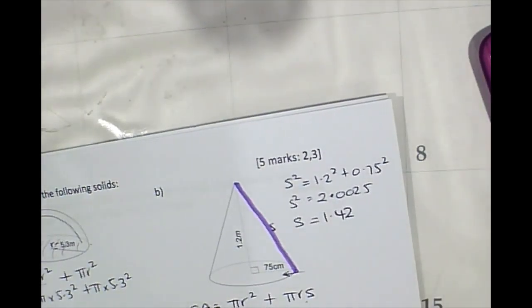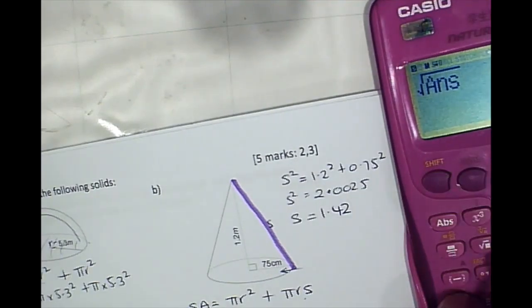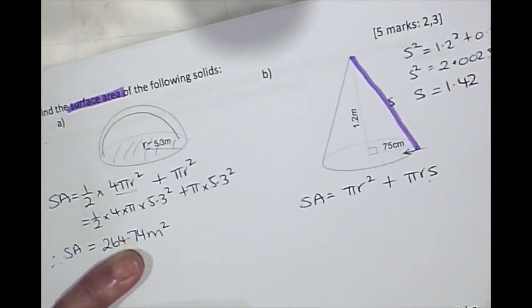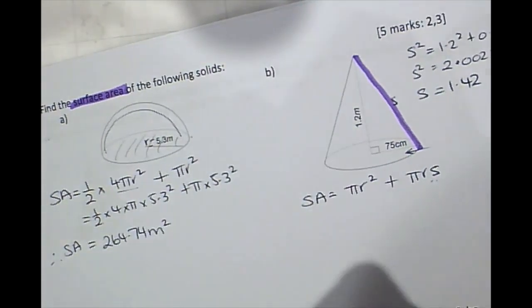Now remember what I said, store your answer for later use. Shift, store, A. Okay, and sometimes I put a little A there just to remind myself where it is. So we now can go back to our formula. We now know what S is.